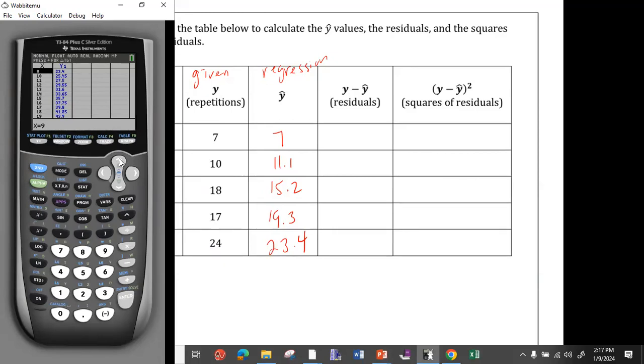So now we're doing a subtracting. So our subtracting here is, we get 0. So the residual at x equals 1 is 0. And then we have negative 1.1. Then we have 2 and 8/10. Negative 2 and 3/10. And we have 0.6.